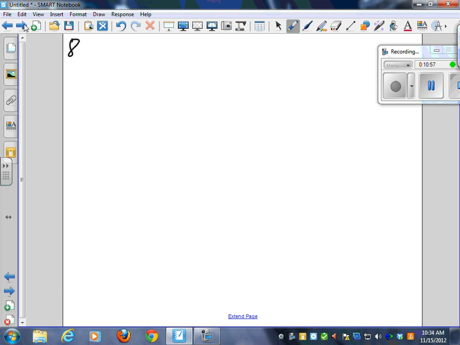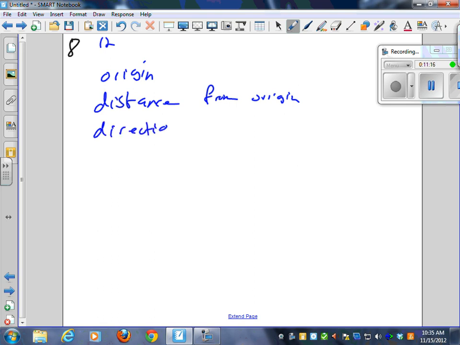8 and 12 green. What 3 things must be present to give an object's position? You need an origin or frame of reference. You need a distance from origin. And you need a direction from origin. Okay?